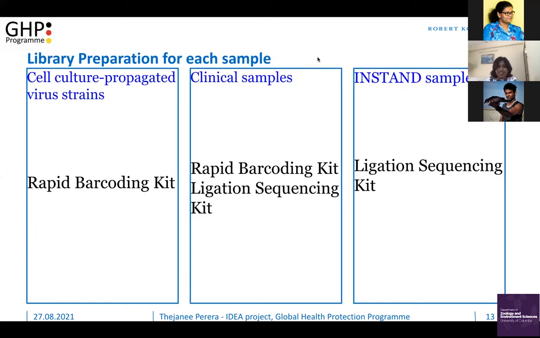So as I mentioned, they had three different settings. The first one is the cell culture propagated viral strains, three strains from Italy, Germany, and Japan. For that, they used the rapid barcoding kit. And then they have the clinical samples, 26 samples from suspected COVID-19 patients. They used the rapid barcoding kit and the ligation sequencing kit. And for the quality assurance purpose, they had different settings. So they used the ligation sequencing kit.